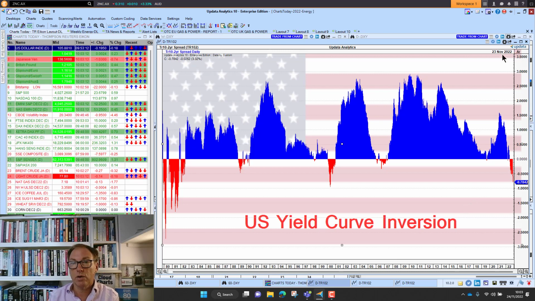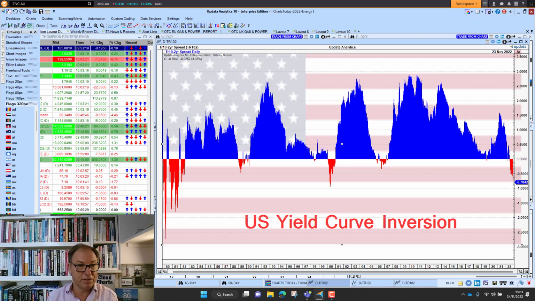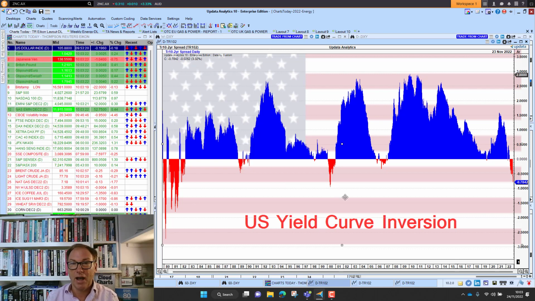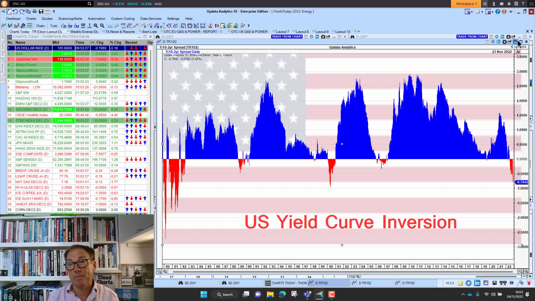And of course, people have asked me, how do I put the flags behind the chart? You just do that in your drawing tools in Updata, and there's a whole series of flags, and you just put them behind the chart. And then you can watermark them so that they're behind the chart. A lot of people like that.